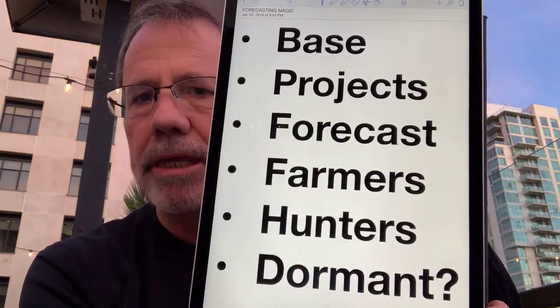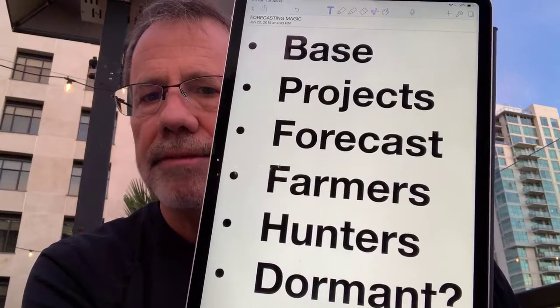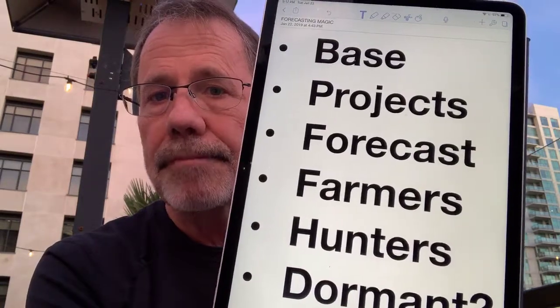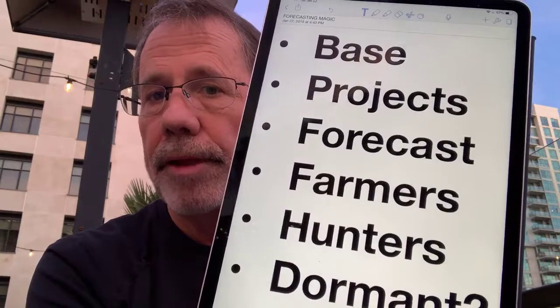So I'm going to show you the 6 categories. Here they are: base business, your projects, the forecasting pipeline, your farmers, your hunters, and dormant accounts. So the foundation of this is reducing risk, of course. And I start with predictable business, and that's the base accounts. I typically look at a 3 to 5 year range, and I look back at what the average amount of business has come out of just churn and regular projects from this existing base.